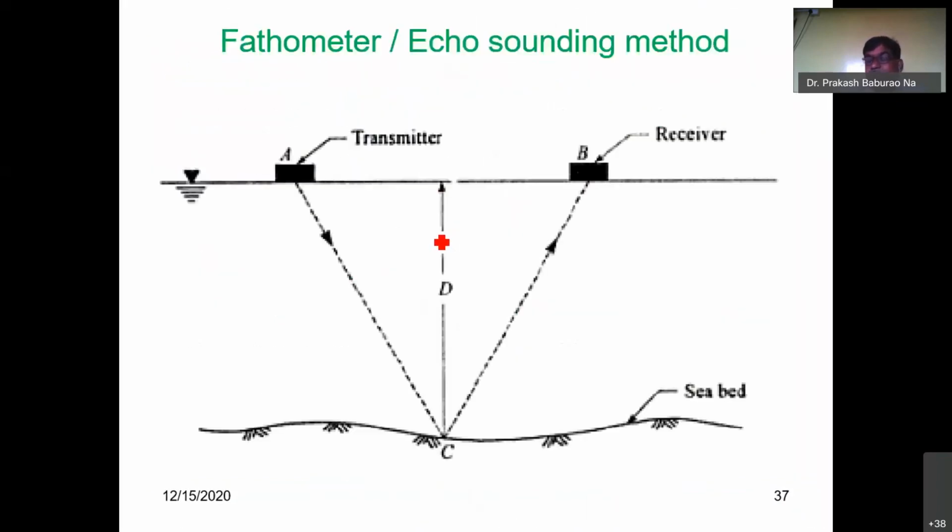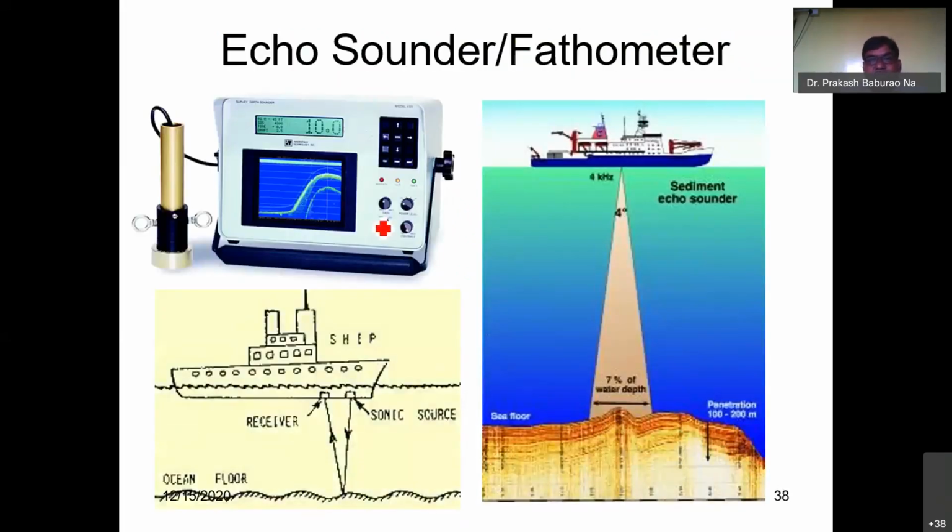See the mechanism where sound waves are transmitted from point A. They propagate and are reflected from the bed of the river or sea, and the reflected waves are received with the help of a receiver. With the speed of the waves known, and D the depth of water, the depth has to be measured using D = V t by 2. This equation can be utilized to measure the depth of the water. So this is the device, the echo depth recorder or fathometer.